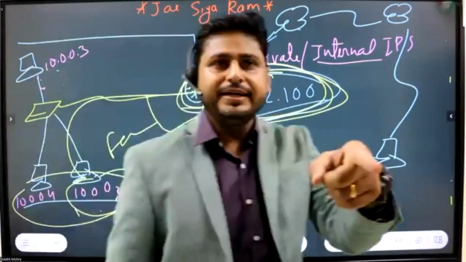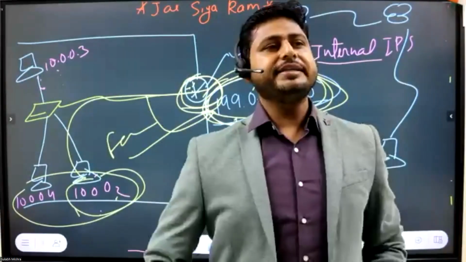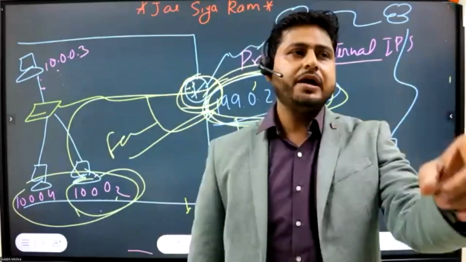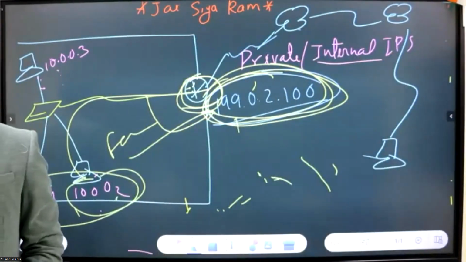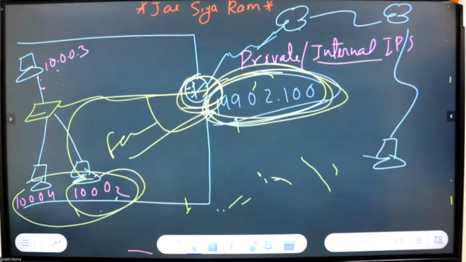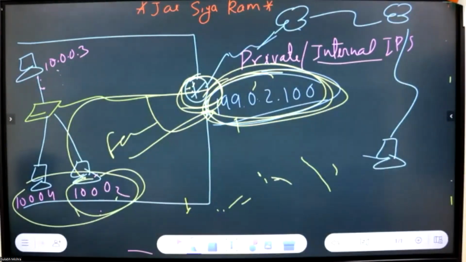So first, you write, there are two types of IP addresses, private IP addresses and public IP addresses. Can I ask a question? Just write down first, then you ask.